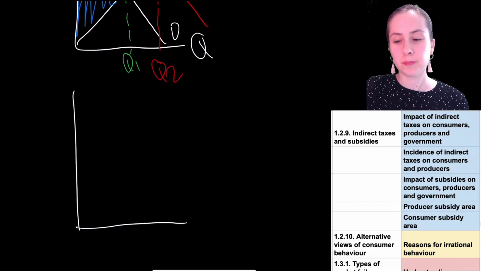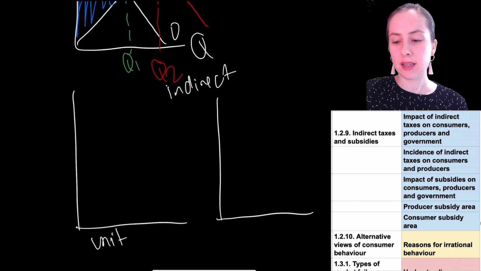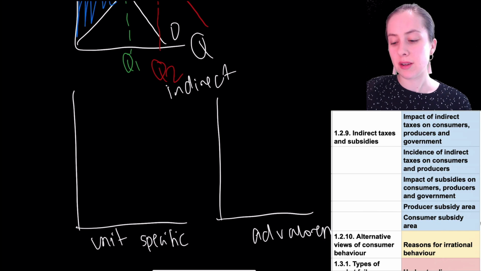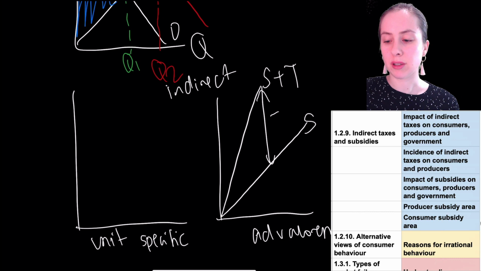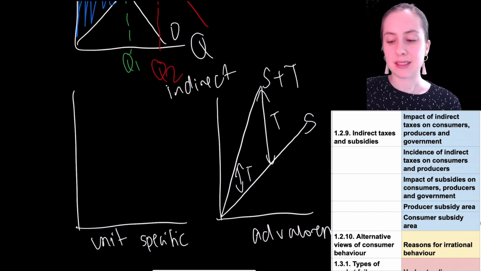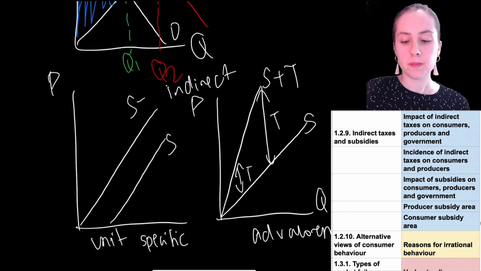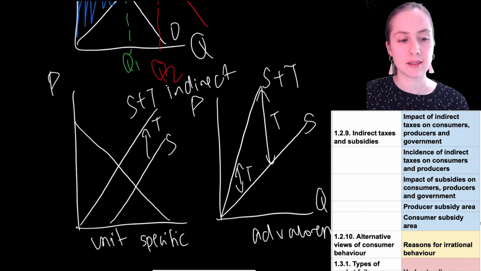Taxes. If you have an indirect tax, it can be split into two. You've got unit taxes or specific taxes, and you have ad valorem taxes or percentage taxes. Percentage taxes do this to a supply curve. The difference between them is the tax, which changes depending on the price of the good. A unit tax is going to shift the supply curve parallel by the tax.